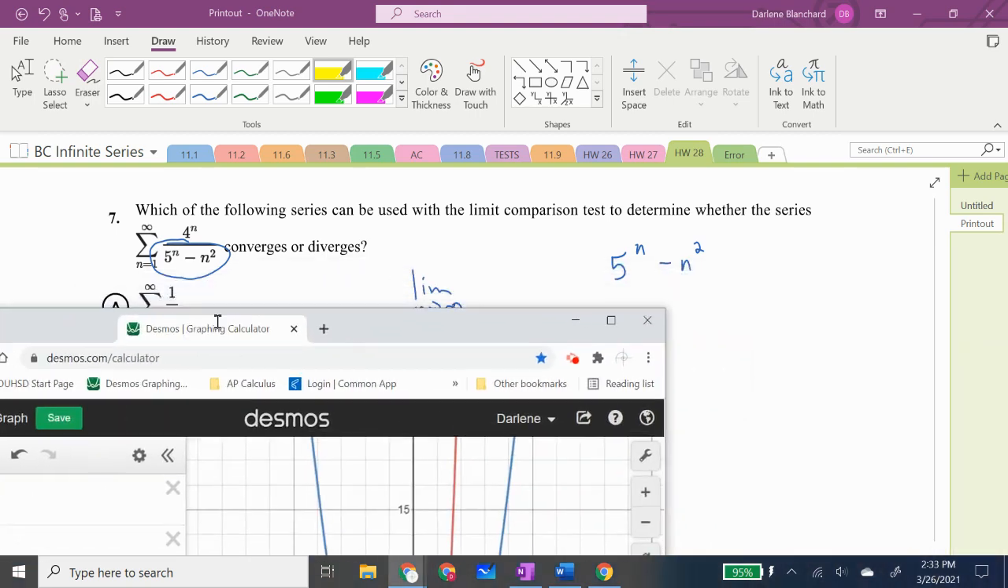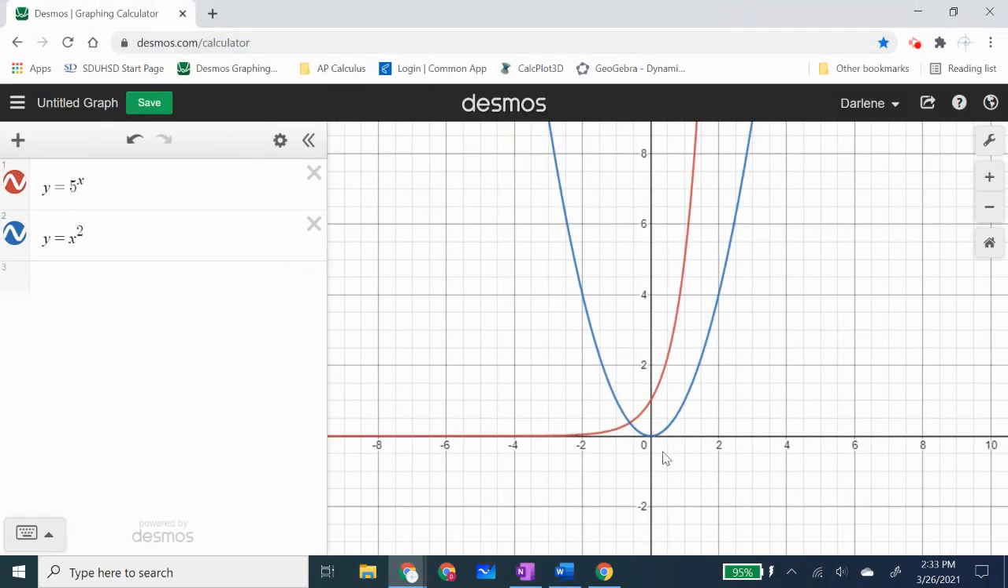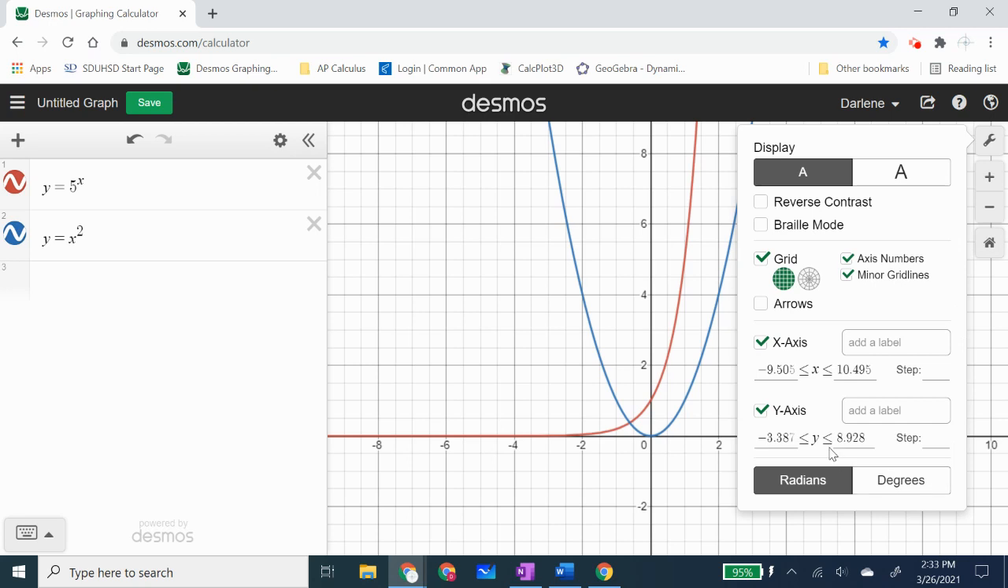And I've got my Desmos ready with x. Now, at first, it may look like, well, actually, you can see that the exponential function, which is in red, is growing faster than the blue x squared. Let me show you what I mean by infinitely faster.